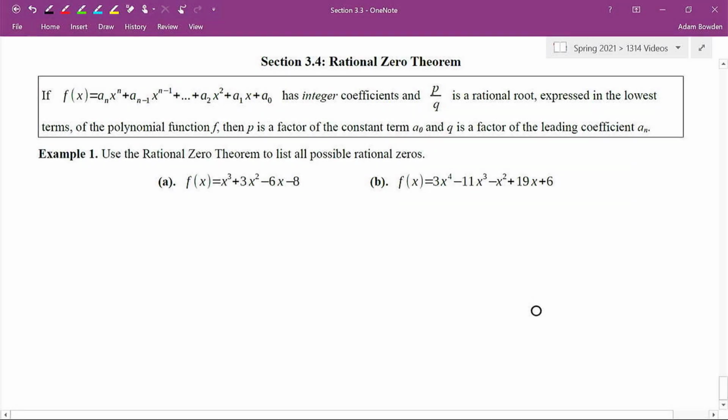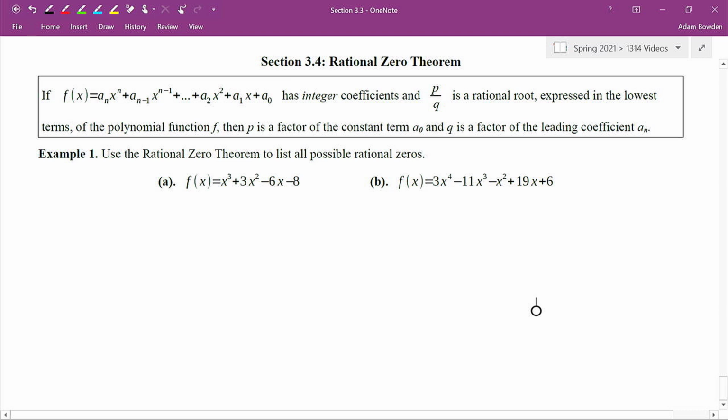In section 3.4, we're going to talk about something called the rational zero theorem. The rational zero theorem is to try to help us figure out other ways of solving for the zeros or the roots of a function, a polynomial function specifically. So it lays out here the full thing.